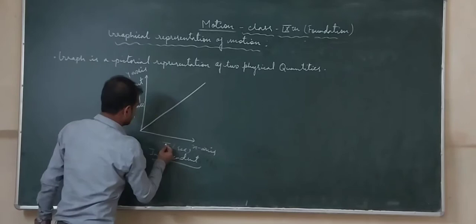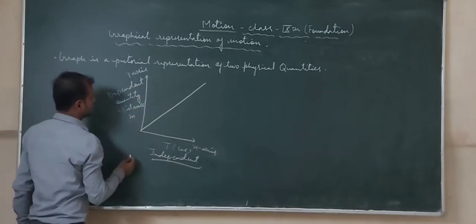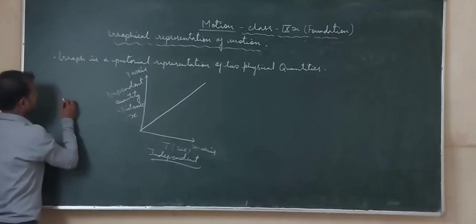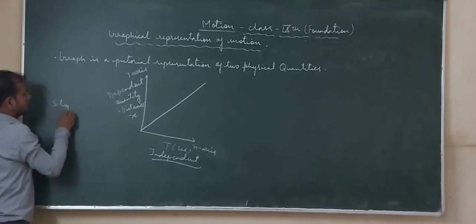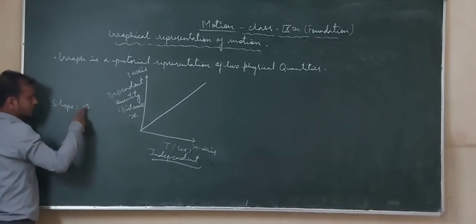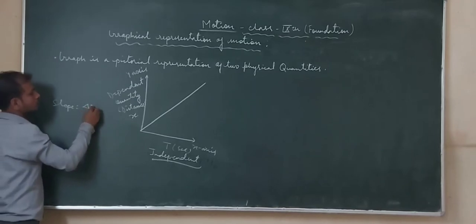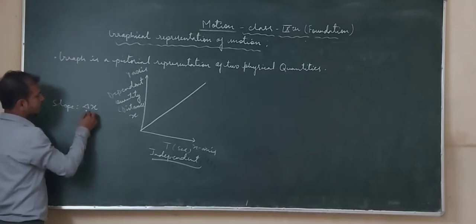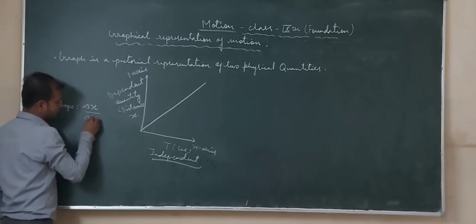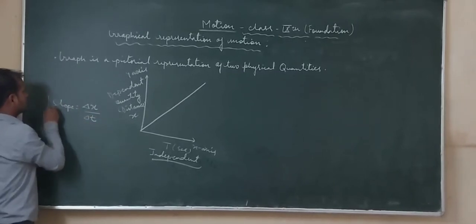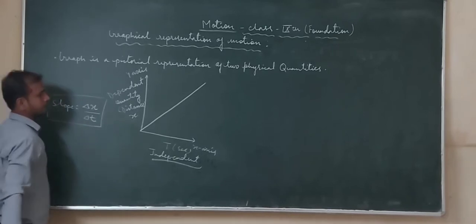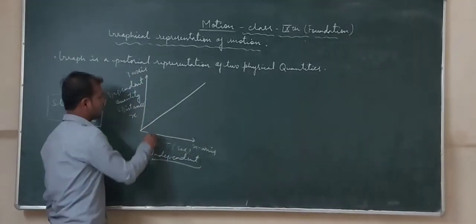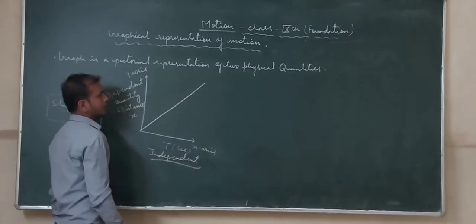Say that this is time t and this is distance x in meters. Then the slope is represented by change. This delta means change. So delta x, because there will be a change in distance with the change in time. So that is what the slope is.